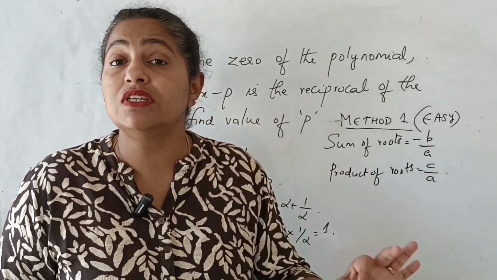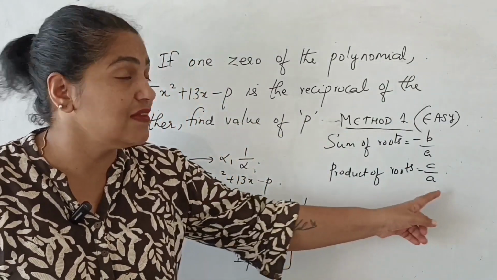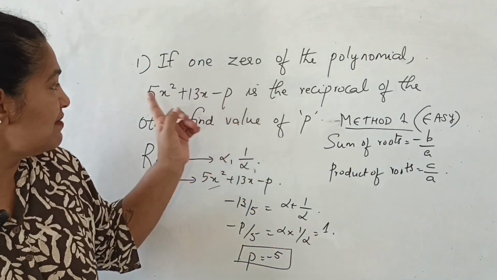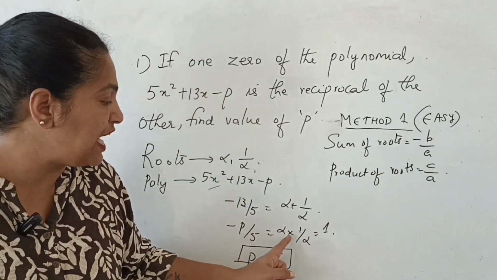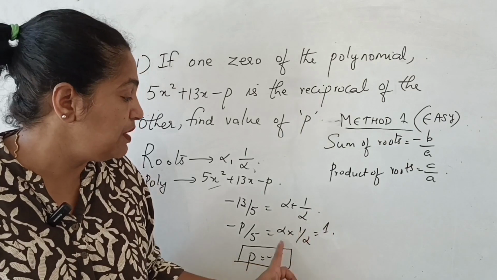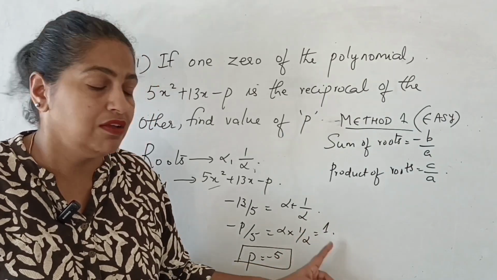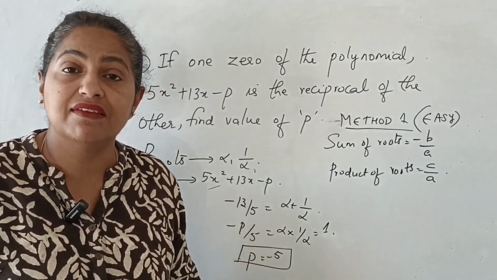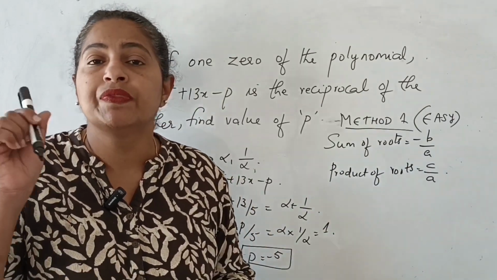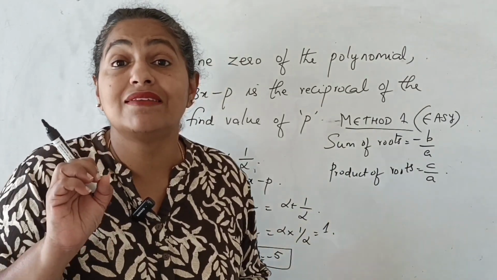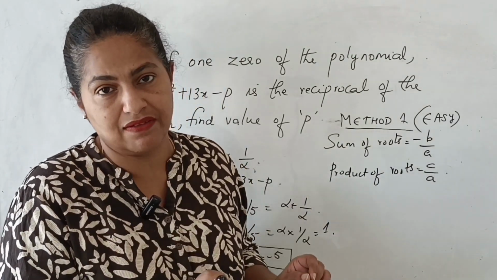Now I am going to check what the product of the roots is. It is c/a. c/a is −p/5, which is equal to alpha into 1/alpha. Because they are reciprocals, I will get a 1. So I can easily write p is equal to −5. This particular method is the easiest way to do this particular sum.